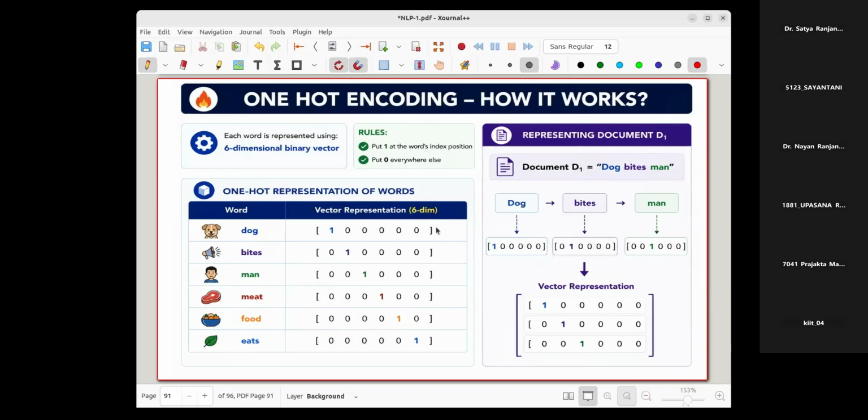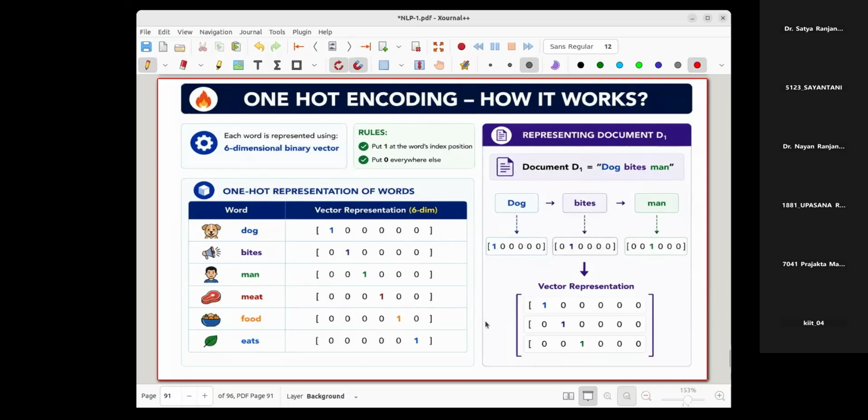Now the question is, we have to convert the documents. So let's take the first document, that is D1. D1 contains dog bites man, so it has 3 words. We have to convert these 3 words into their corresponding numerical form, which we have already found in the previous step. So dog is 1, all others 0. Bites is 0, 1, next all are 0. Man is 0, 0, 1, next all are 0. You put everything in a vector.